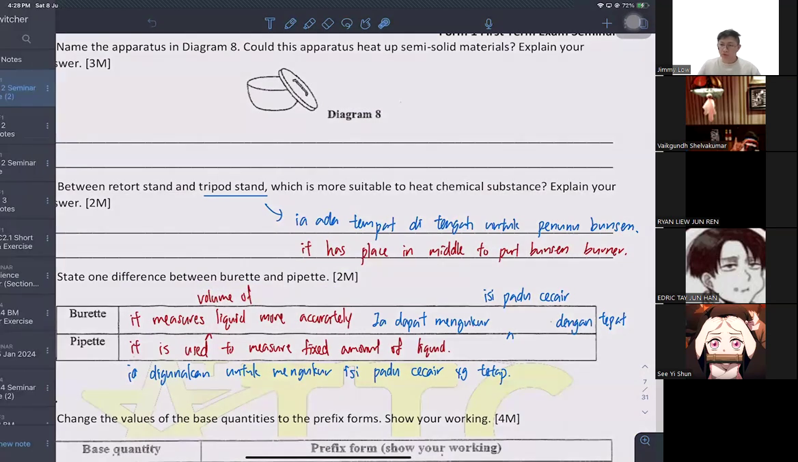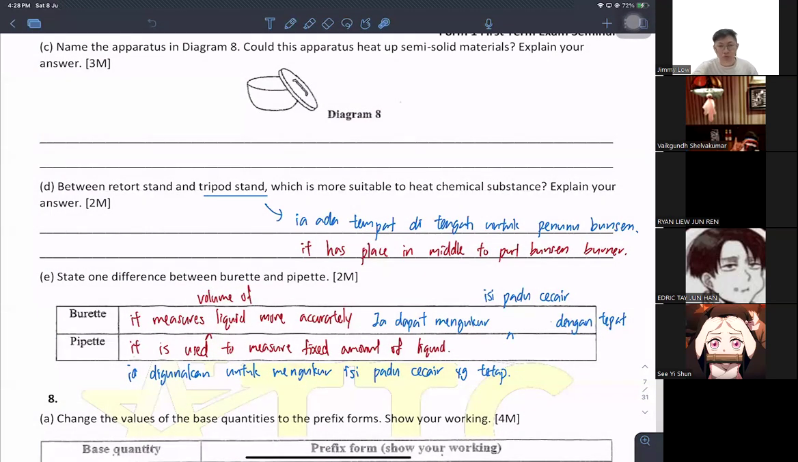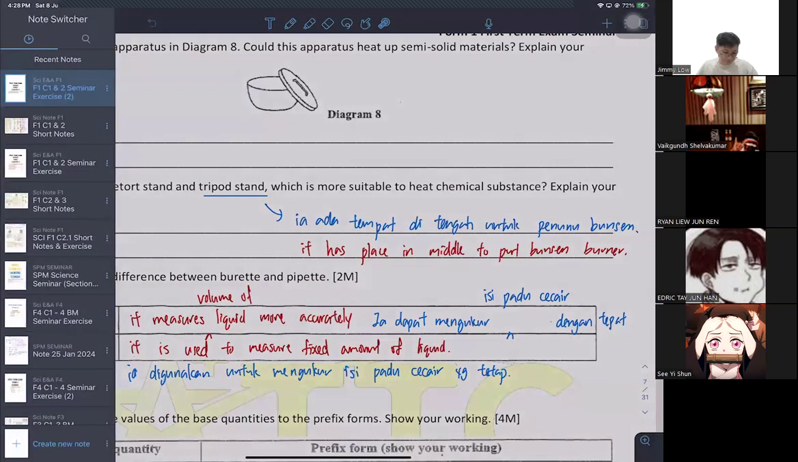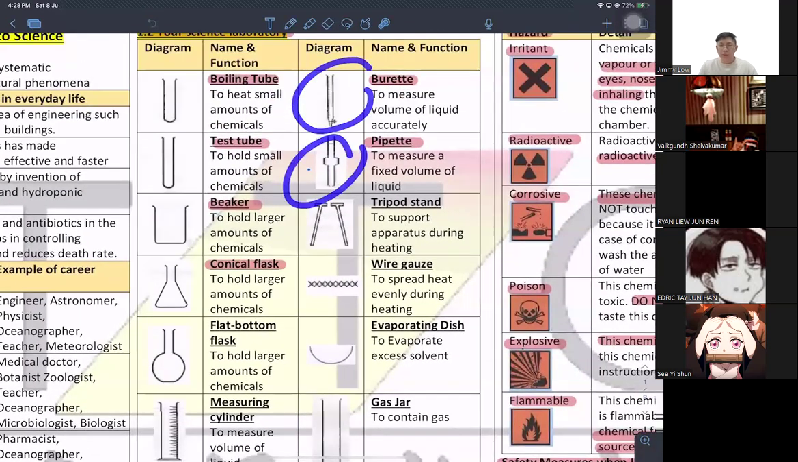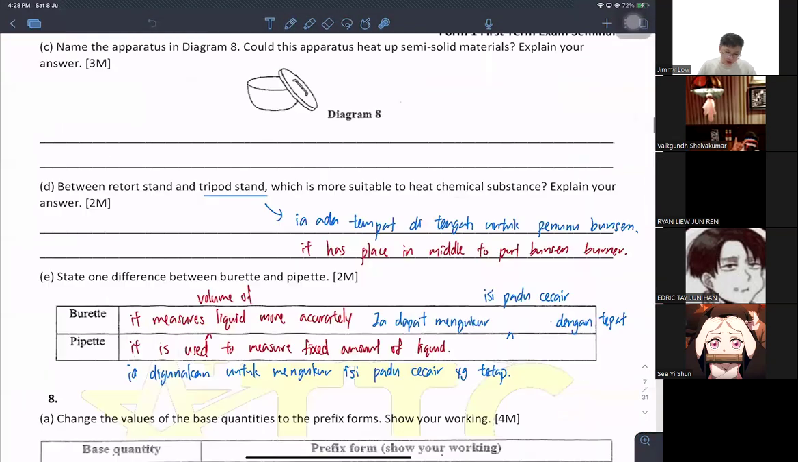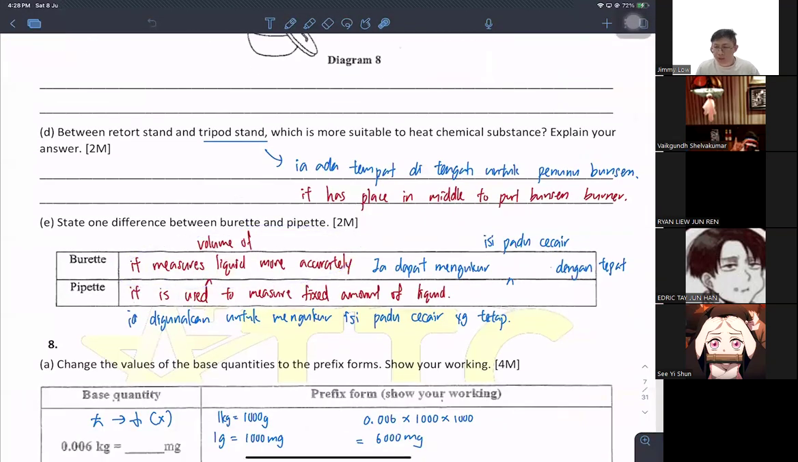Know the difference. As you can see, the question is very likely to ask you what is a common thing, what is a different thing between the method, or between the apparatus. So burette is this thing, and pipette is this thing. The difference between them is burette can measure the liquid more accurately. It's like you measure according to droplet, so it is more accurate. But pipette is basically used to measure a fixed volume, a fixed amount of liquid.